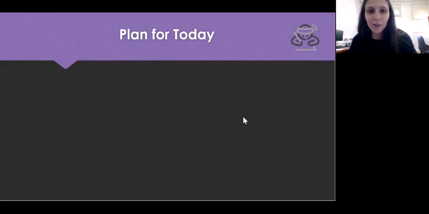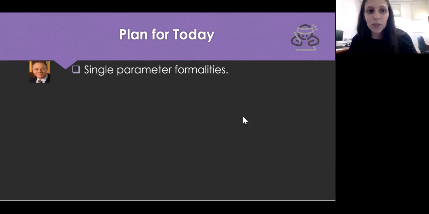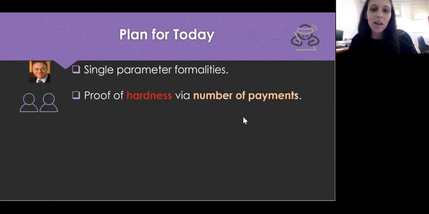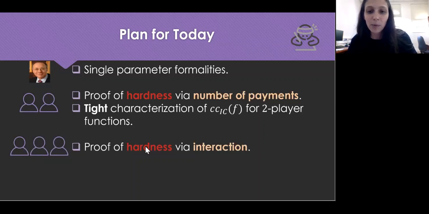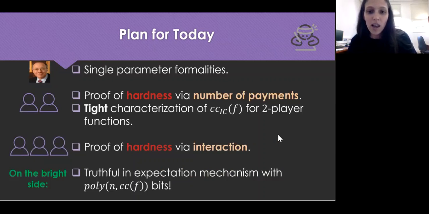So this is our plan for today. First, we'll introduce some single parameter formalities. Then we'll show hardness via the number of payments and a tight characterization of the communication complexity of implementing functions for settings with 2 players. Then we'll see a proof of hardness via interaction. And I'm not sure we're going to have time for this, but we'll also see a truthful in expectation mechanism with communication complexity, which is polynomial in the number of players and in the communication complexity of the function alone.